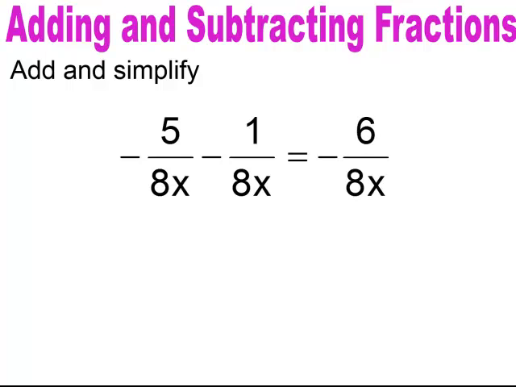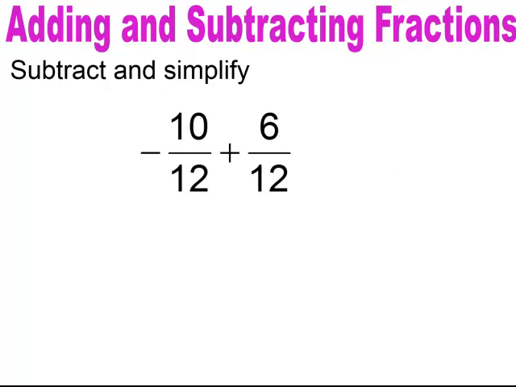Now notice here that I have the same sign, and it's negative minus. So I'm going to add, and I'm going to keep the sign. So I end up with the negative 6 over 8x, and then I'm going to have to reduce. So when you reduce this, you should end up with a negative 3 over 4x. Pause and try.